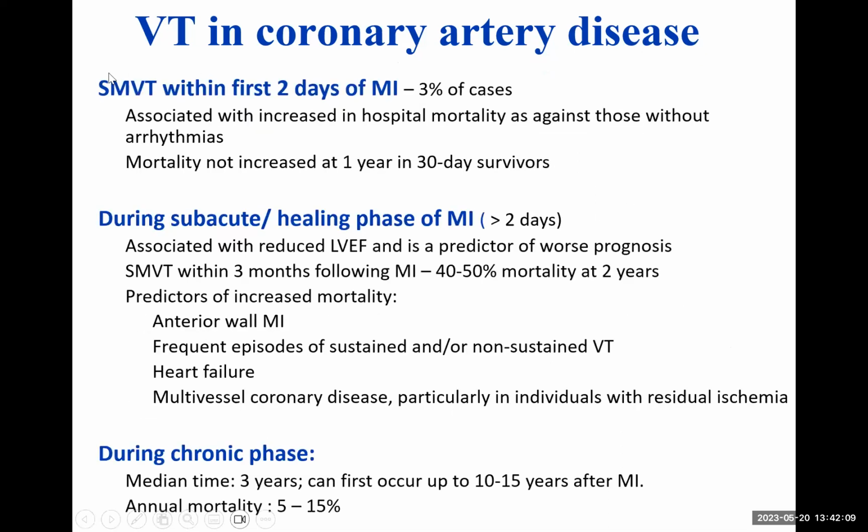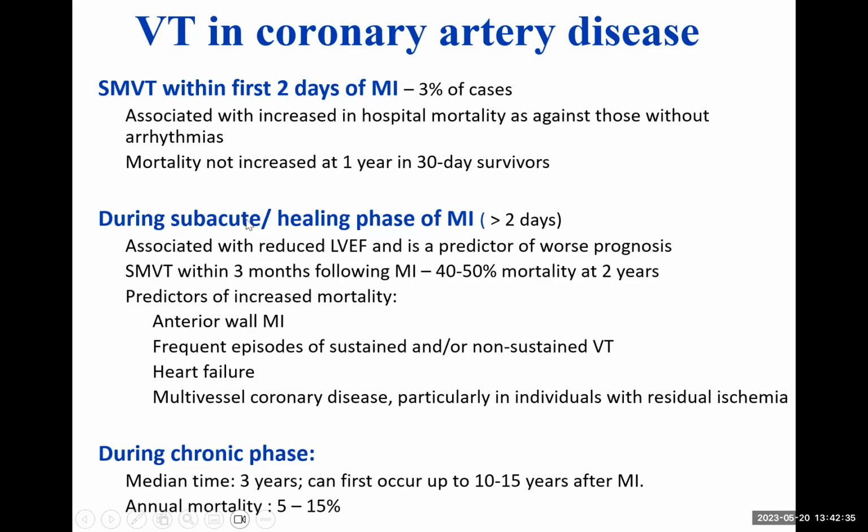If we think about sustained monomorphic VT within the first 2 days of acute myocardial infarction, this occurs in about 3% of the cases. It is associated with increased mortality in the 30 days, but not in 1 year if they survive the 30 days. And mechanism here usually is abnormal automaticity because of ischemia. And usually once they are revascularized, this cause is reversible.